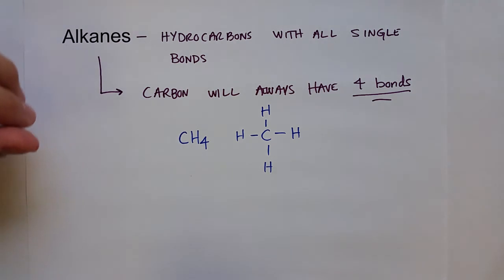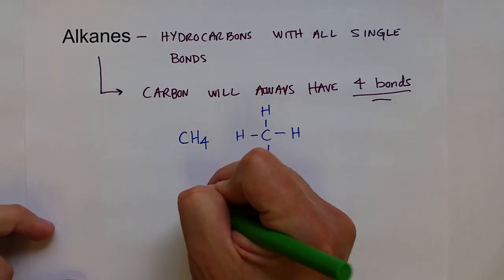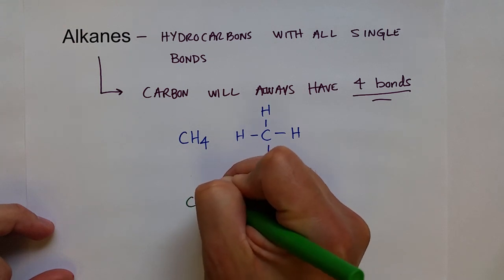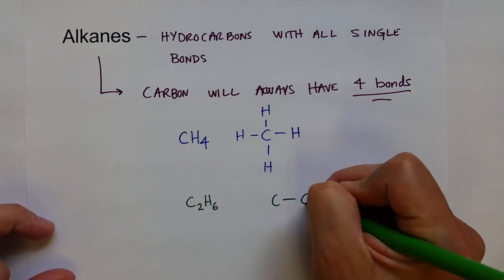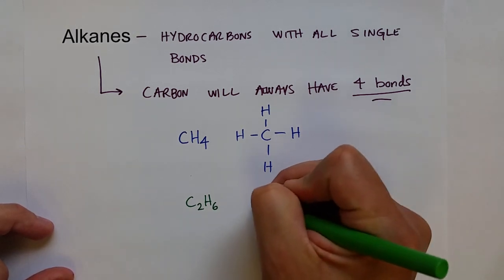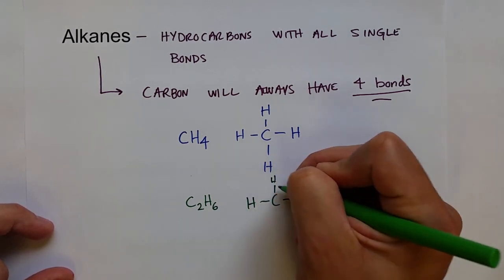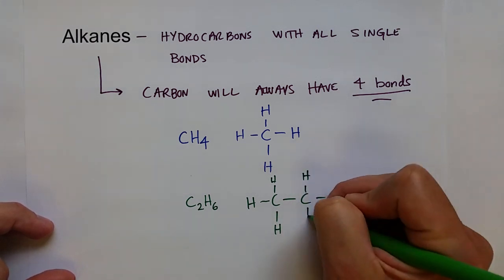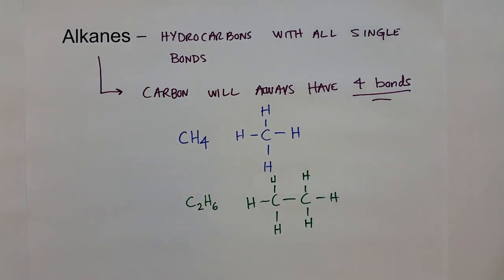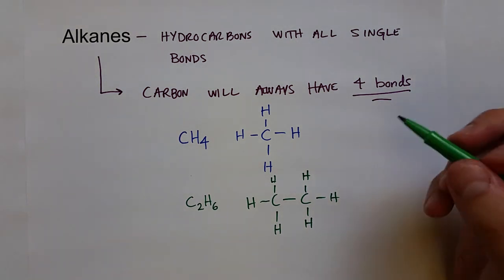And of course, we could expand to larger organic molecules such as C2H6, which is two carbons bonded to each other, and each carbon needs three additional hydrogen atoms bonded to itself to get to four bonds. And of course, it needs four bonds to satisfy the octet rule and make it stable.